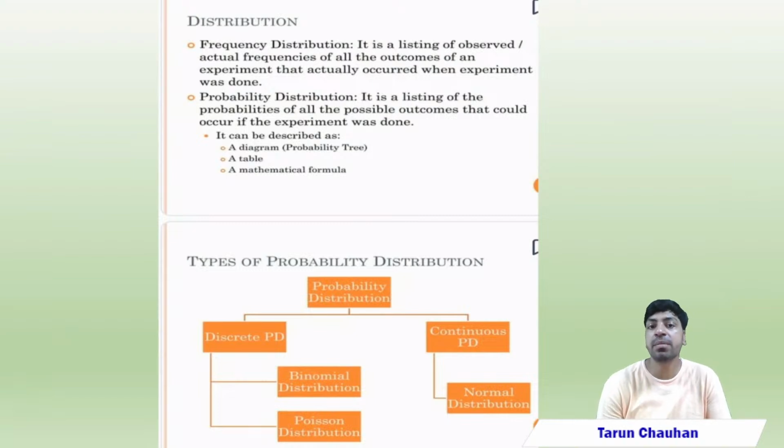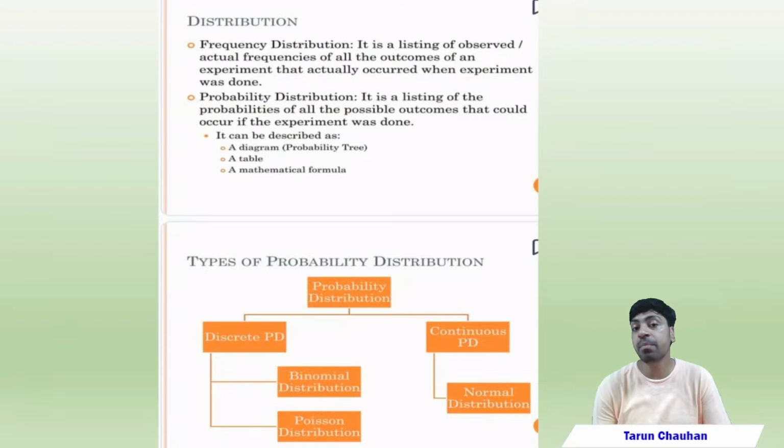What is the probability distribution? It refers to a list of all the probabilities of all the possible outcomes that could occur if the experiment was being done. It can be described in the form of a diagram, in the form of a table, in the form of a mathematical formula, or using various types of distributions like binomial, Poisson, or normal distribution as well. So let's categorize the types of probability distribution.